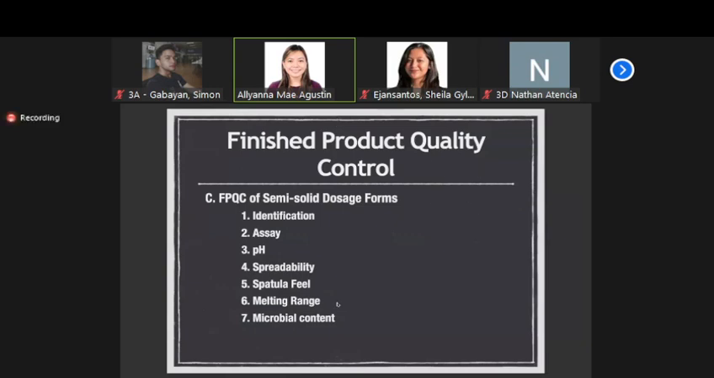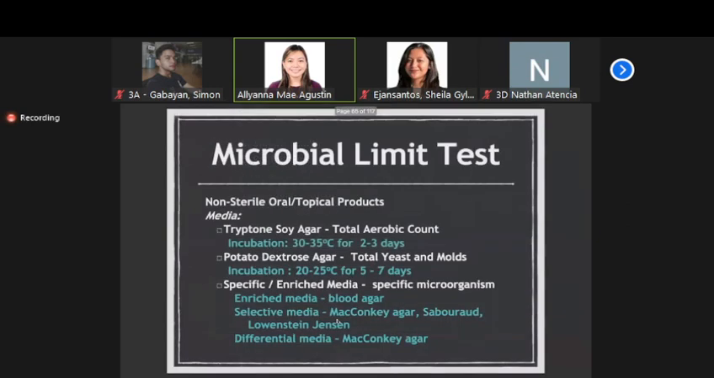So, ayan. And then lastly, of course, we have your microbial content. Okay, so microbial content for oral or topical products na non-sterile. So pag sinabi nating non-sterile, pwedeng may present na bacteria, pero within limits. No? So non-sterile, so we have presence of aerobic bacteria.